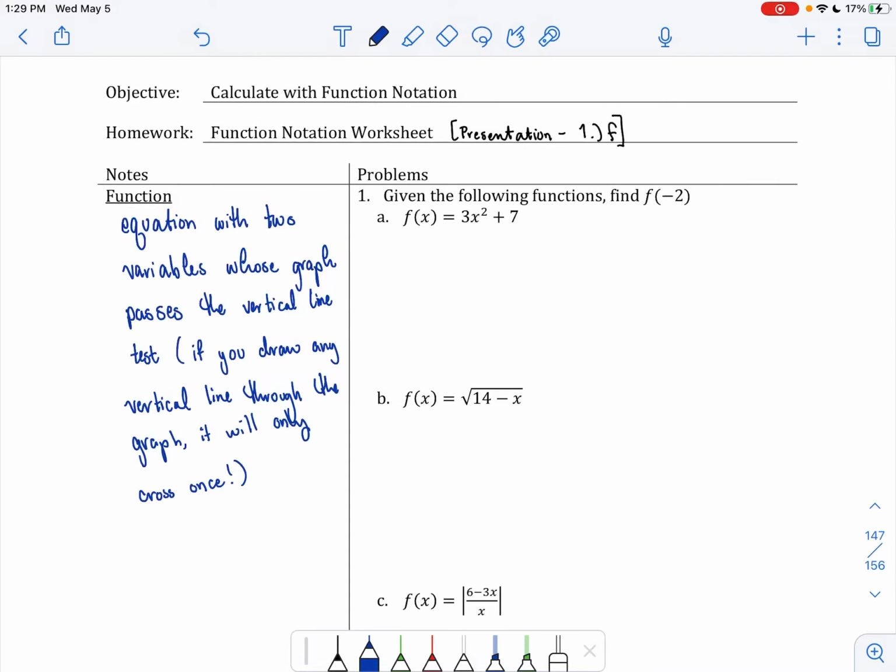All right, so today we are going to talk about the last big idea of this course, which is the idea of function notation. We brought this up a little bit in our graphing, things like this.